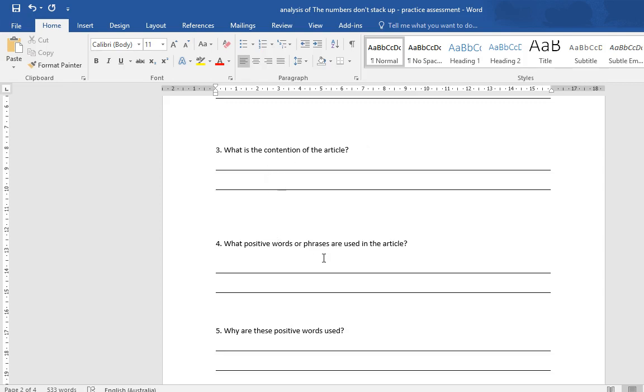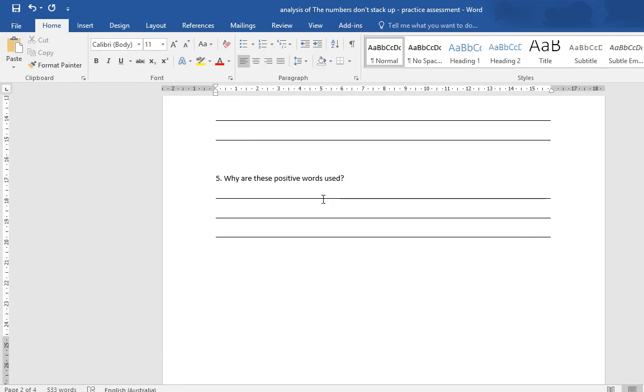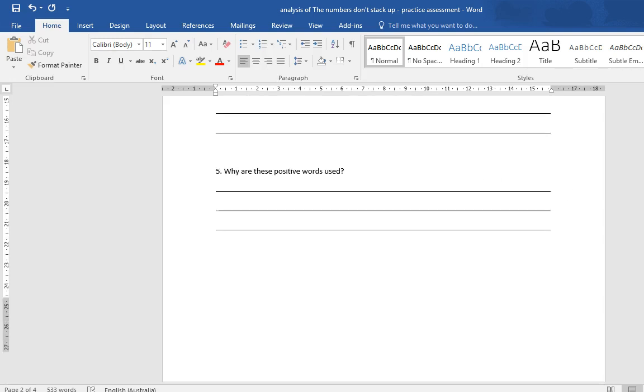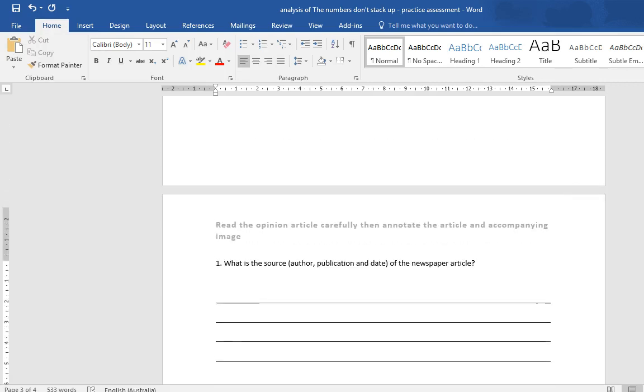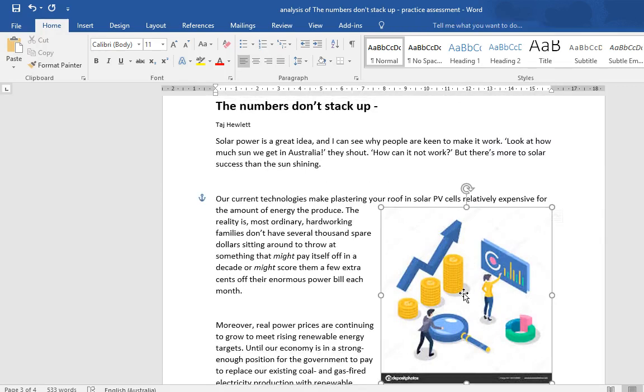Number 4, what positive words or phrases are used in the article? Okay, so you're going to have to go through and fish those out. And why are these positive words used? You'll have to have a think about that one. Describe the accompanying photograph in detail. Note colours, textures, etc. So that is the photograph there.